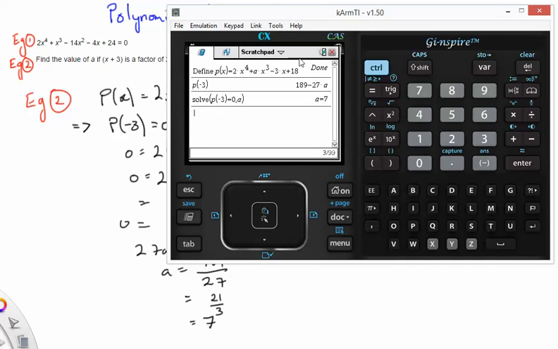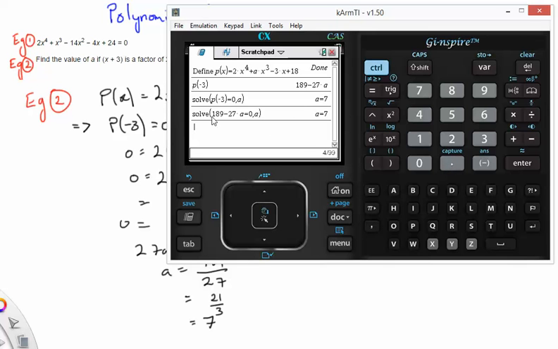This here is this function, p of x. We're saying, well, p of -3 gives you 0, so tell me what a is. Another way you can think about it is p of -3 is that thing there, so that thing there is the same as that thing there. So it's the same as saying, if you wanted to do it in more steps and understand what's going on, solve 189 minus 27 times a equals 0 for a, like that. That's another way to think about it.